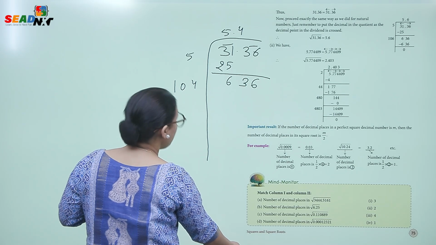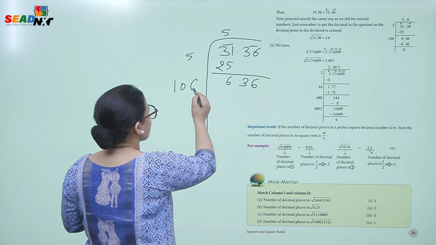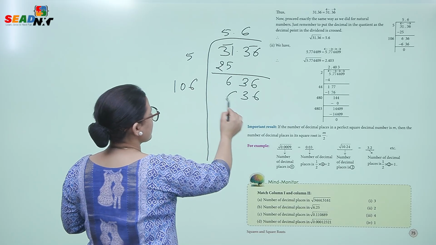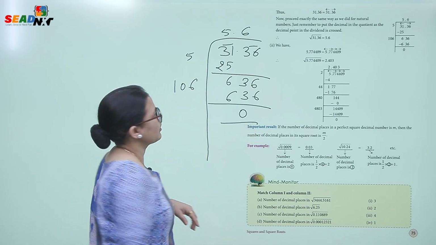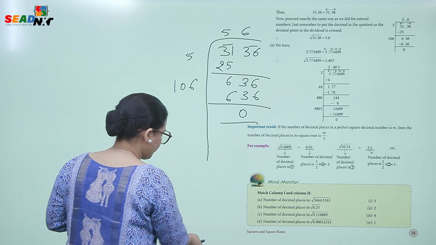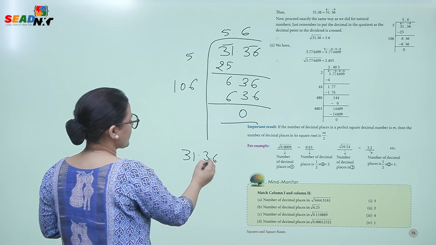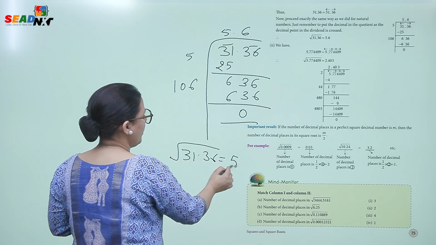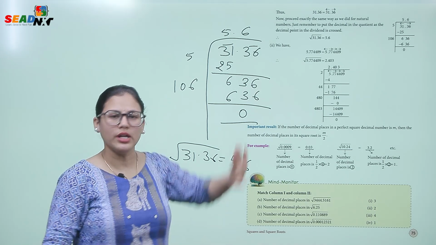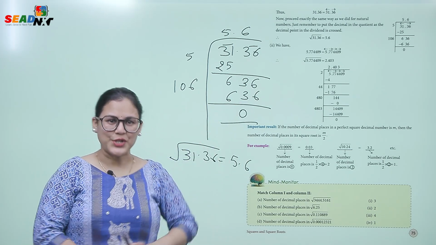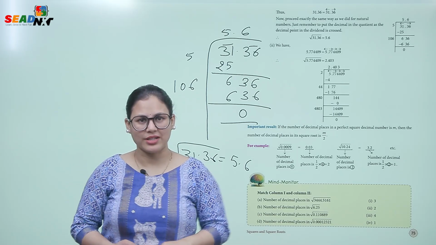What should we take here now? Our second option is 6. 6 6s are 36, 3 carry, and 6 1s are 6. Remainder is 0. So the square root of 31.36 is 5.6. Okay students, the procedure is the same, we just have to add a decimal point, right? So in the same way you have to practice the other examples too.